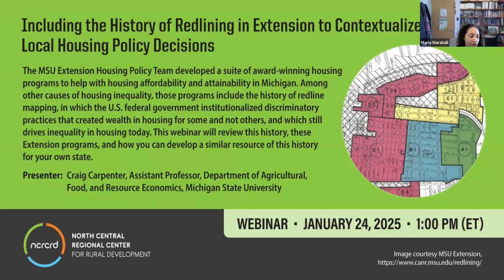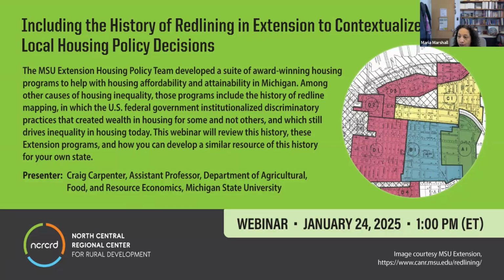Welcome to our really interesting webinar that we're going to have today, including the history of redlining and extension to conceptualize local housing policy decisions. Our speaker is going to be Craig Carpenter from Michigan State University. He's an assistant professor in the Department of Agricultural, Food, and Resource Economics. Dr. Carpenter's extension efforts revolve around community and economic development. He develops curricula for community and regional economic workshops across Michigan to help communities identify and implement economic development opportunities.